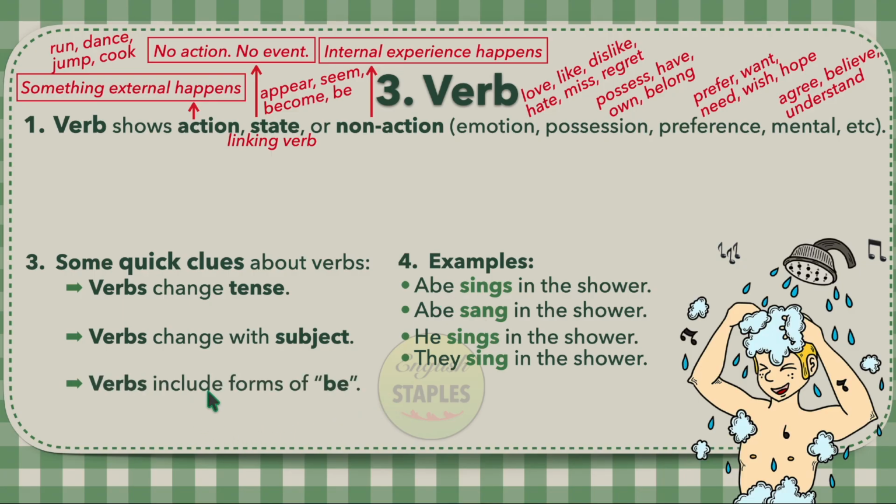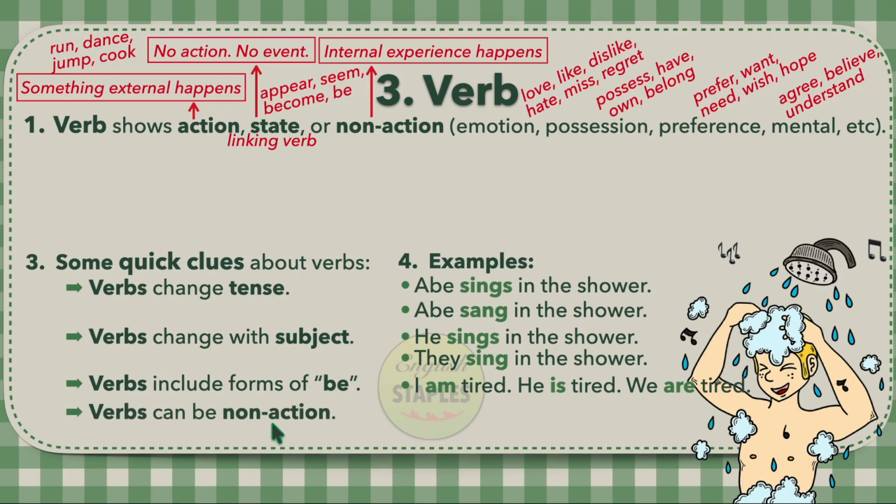Verbs include forms of be. For example, I am tired. If it's he, a third person, it's going to be is tired. He is tired. She is tired. Or if it's more than one person, we are tired. They are tired.